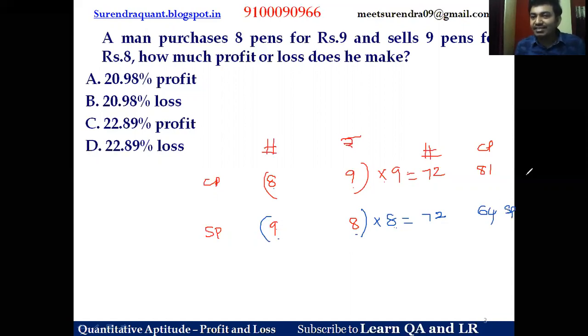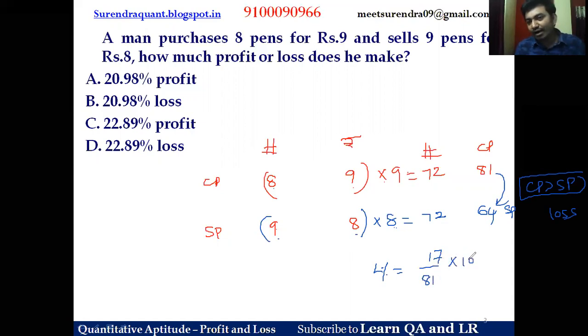Now see, our CP is more than SP, which means this is a loss case. How to get loss? Loss percent is loss by CP into 100. The loss is the difference, 17 rupees, on CP 81, into 100. So how do you get this approximation? You can forget about this profit case. Only the last case is correct. To make this approximation simple, 17 by, let us round off 81 as 80, into 100. So 0 gets cancelled. Simply write 170 by 8.